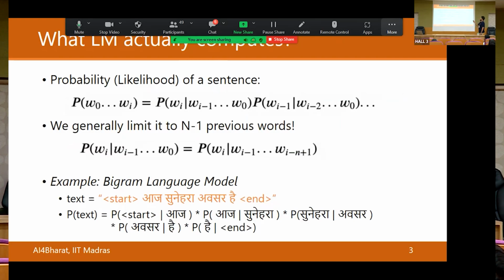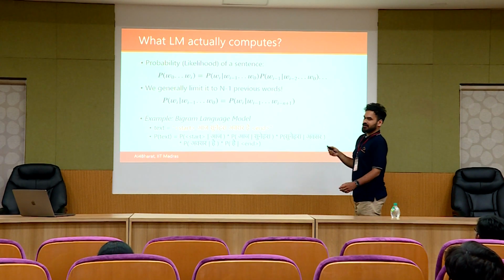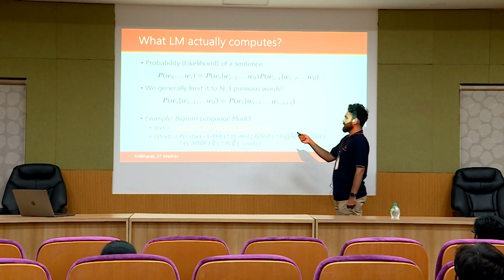So I don't want to scare you with the formula and equations here, but I will briefly cover what an LM actually computes. A language model basically computes the likelihood of a sentence. And we all know by probability theory that if W0 to Wi is a sequence of words, then we can calculate the likelihood by multiplying the conditional probabilities, conditioned on all the previous words. But we generally limit it to n-1 previous words, and that's why we call it an n-gram language model. So for example, here is an example of a bigram language model.